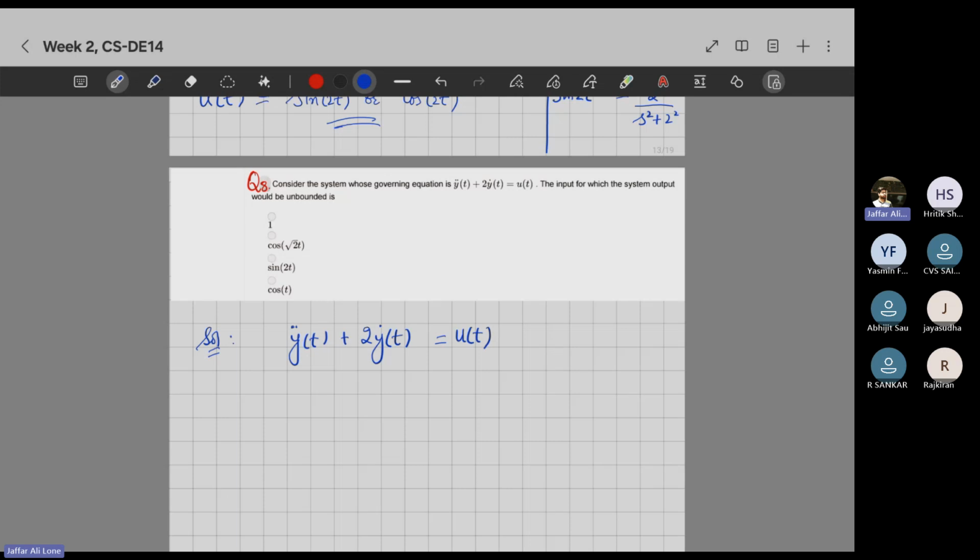Otherwise, if you have a pole in the right half plane, then for every input, my system output is unbounded. But in these cases, the systems are actually marginally stable. You give some input, you get some output. The output is oscillatory or something, but finite. And that is because the system is marginally stable, because the poles are on the imaginary axis.